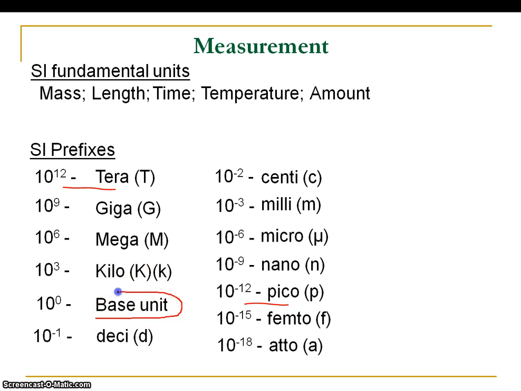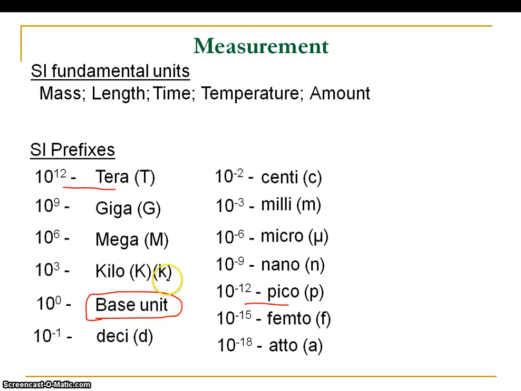Here's where your base unit goes. So let's say we're doing meters. We would start with meters here. You would add a prefix in front of it to give you kilometers or megameters or gigameters. If we were going to a smaller unit, you could have nanometers or picometers or micrometers. So here's where we start with our base units.